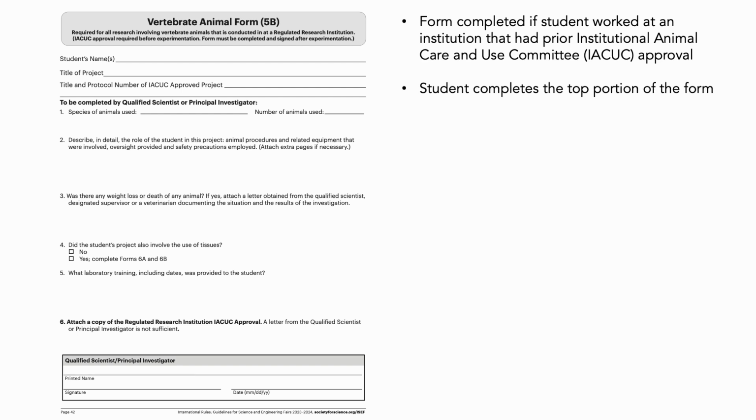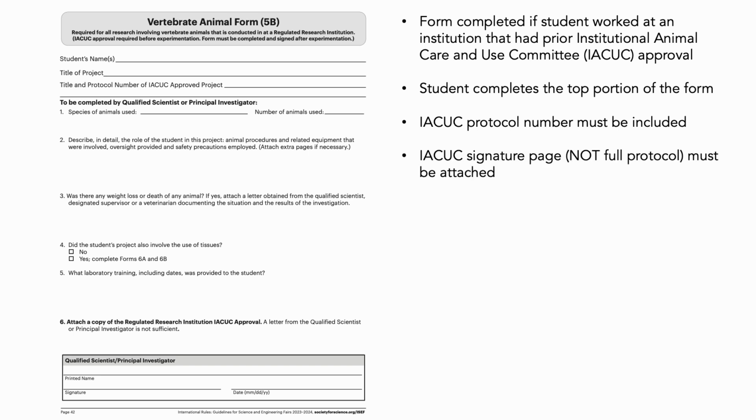The student should complete the top portion of the form. And an IACUC protocol number, that's a number that the researcher's qualified scientist should have, must be included on the form. The IACUC signature page from the research institution, and not the full protocol, must be attached as part of the form as proof that the researcher's qualified scientist had approval for these studies.